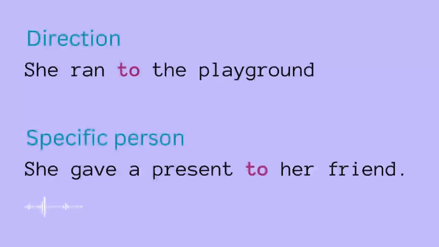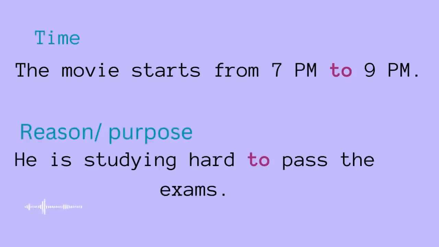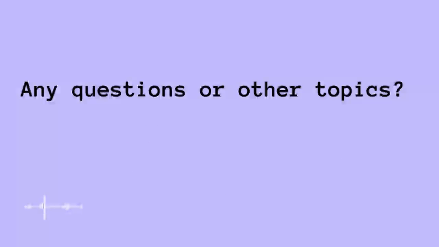And here we have the timing, the time frame. So when you speak about time frame, we need to use "to", like "from" and "to". And the last one is about the reason. Like he is studying hard. Why? To pass the exams. So the reason is to pass the exams. All right? So this is how you can use "to" in different situations or in different functions.